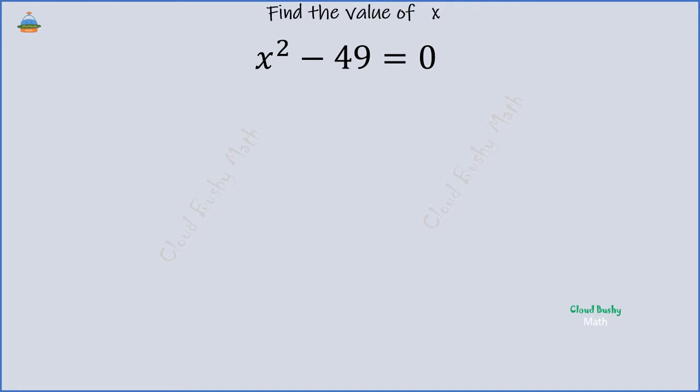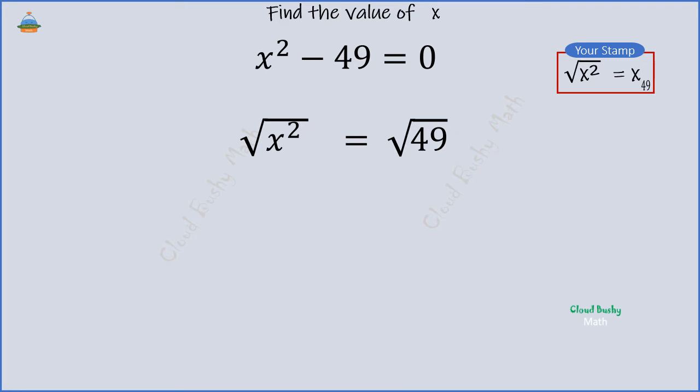Next, we are given that x squared minus 49 is equal to 0. We are going to solve this equation by extracting the square root. So we start by taking 49 to the right-hand side. That leaves only x squared on the left-hand side. Now we have x squared is equal to 49. We want to find the value of x. So the next step is to find the square root on both sides of the equation. We know that the square root of x squared is x.